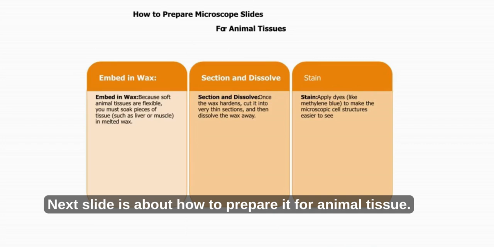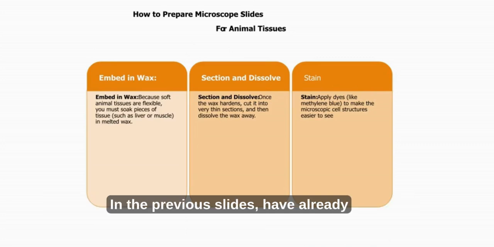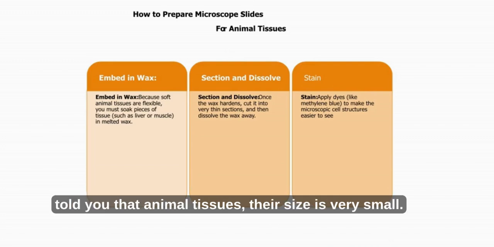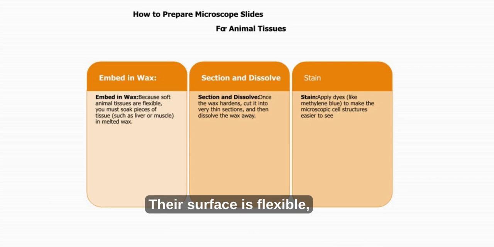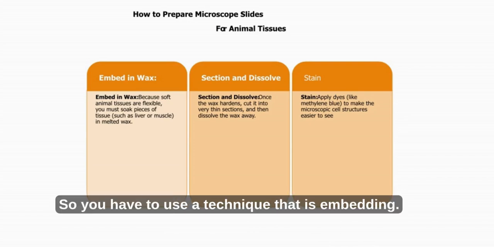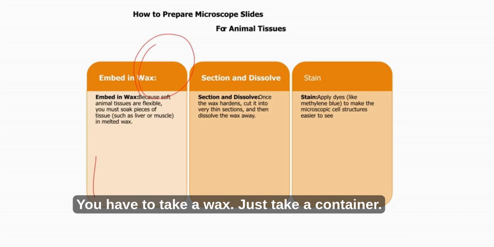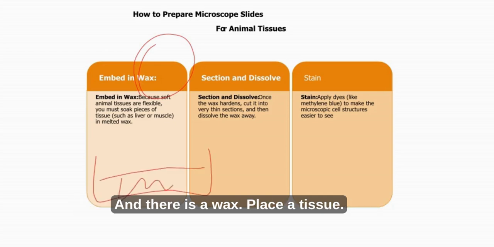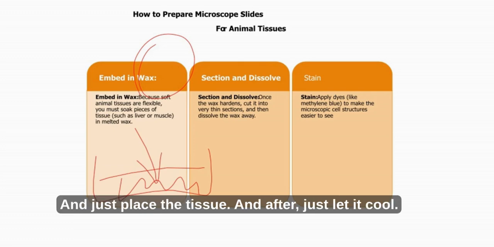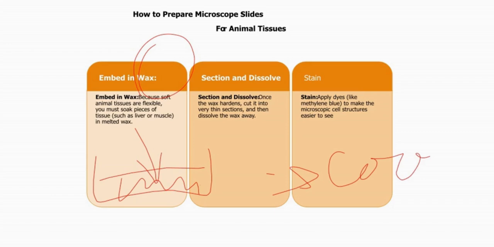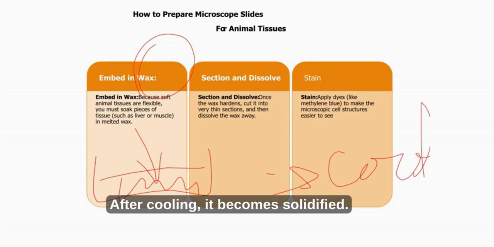Next slide is about how to prepare it for animal tissue. In the previous slides, I have already told you that animal tissues are very small in size. Their surface is flexible, slippery, floppy. You have to use a technique that is embedding. You have to take a container with wax. When the molten wax is hot and liquid, just place the tissue in it and let it cool. After cooling, it becomes solidified.